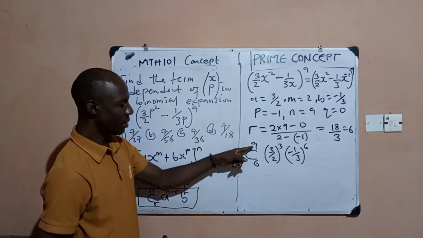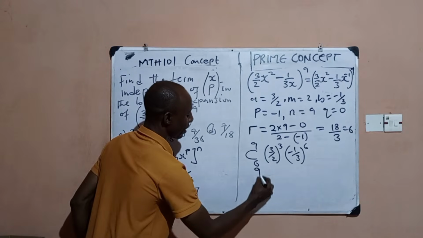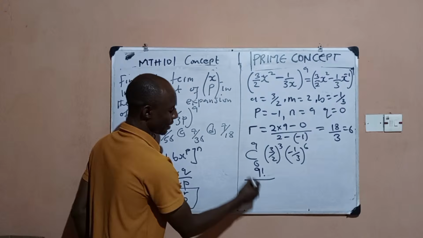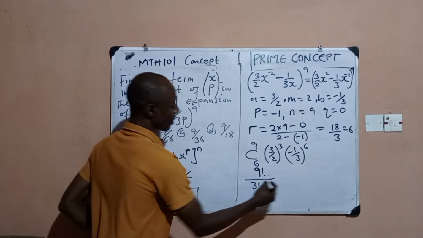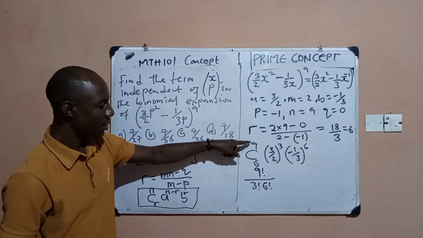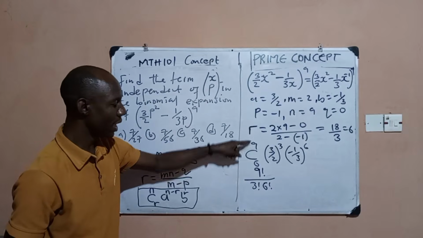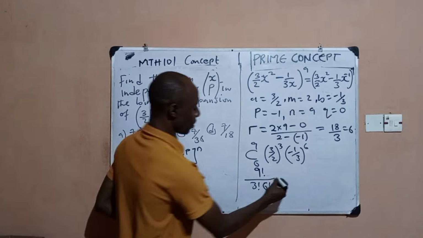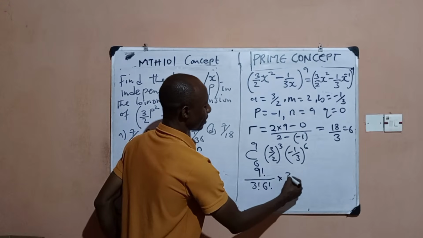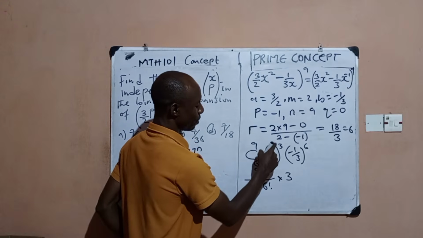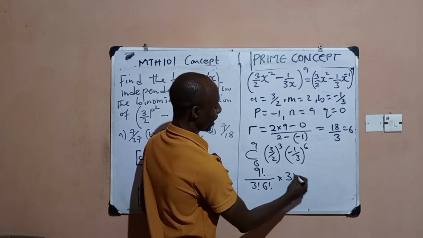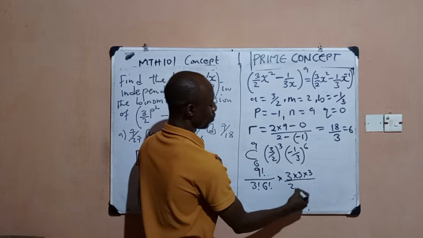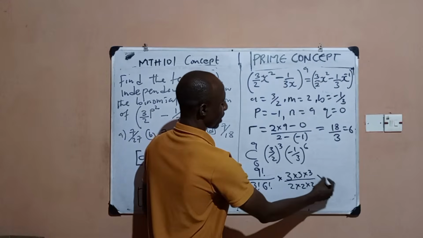So now, remember 9 combination 3 is actually 9 factorial all over what? 9 minus 6 is 3 factorial and then 6 factorial. That is how to do combination. 9 combination 6 is 9 factorial over 9 minus 6, which is 3 factorial, and then 6 factorial. So times what now? This is going to be 3 raised to power 3. Let me do it. 3 times 3 times 3 divided by 2 times 2 times 2. Now times the other part.